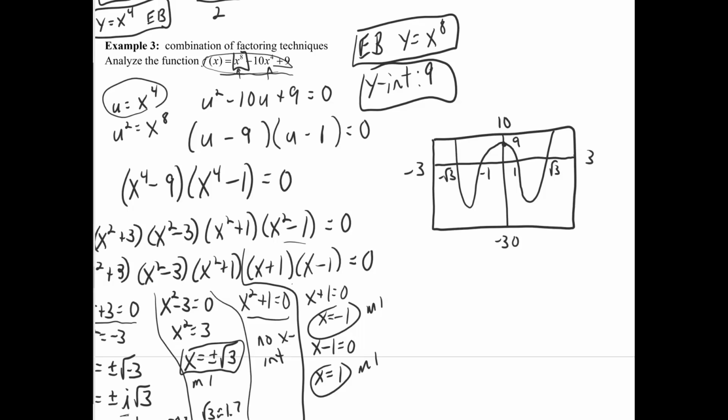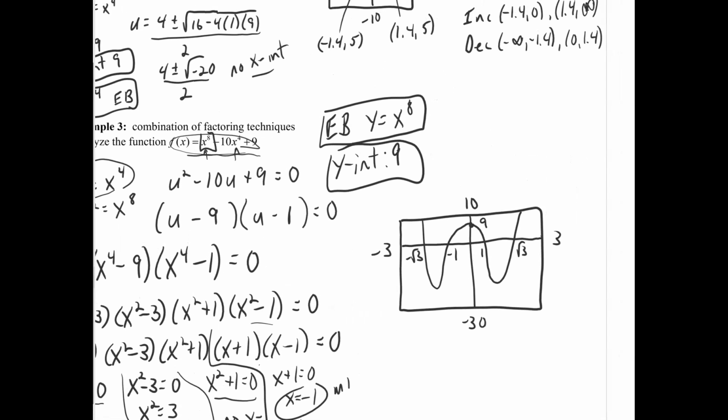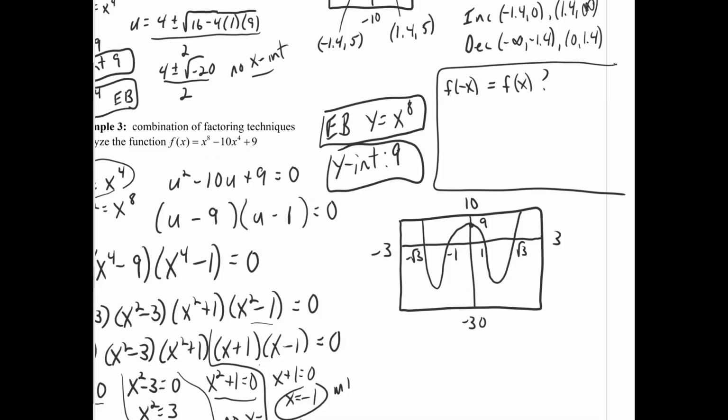way we decide whether or not this has symmetry is we just explore f of negative x. So we're going to find f of negative x, and the question we want to answer is, is f of negative x the same thing as f of x? That's what we really want to know. So we're looking at f of x already. Now we can see it clearly.